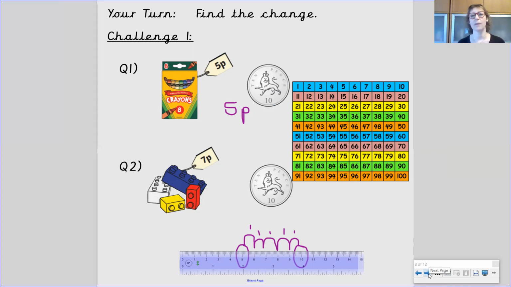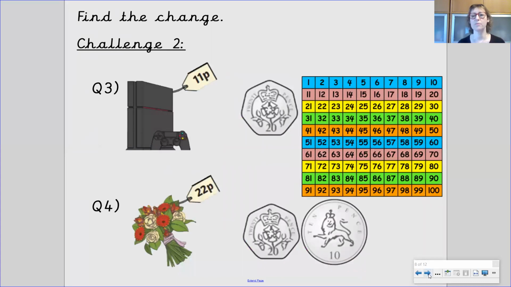Maybe you think that was too simple for you and you're going to start from challenge 2. You should know by now what challenges you need to do or where you feel like you should start. So challenge 2, you've got 2 questions. You've got a game that costs 11p. I think my son wishes he could buy a PlayStation for 11p. And you've got a 20p piece. And you've got some flowers for 22p. And you've got this much money. And I'm not telling you how much because you've got to work it out. So how much change would you need?